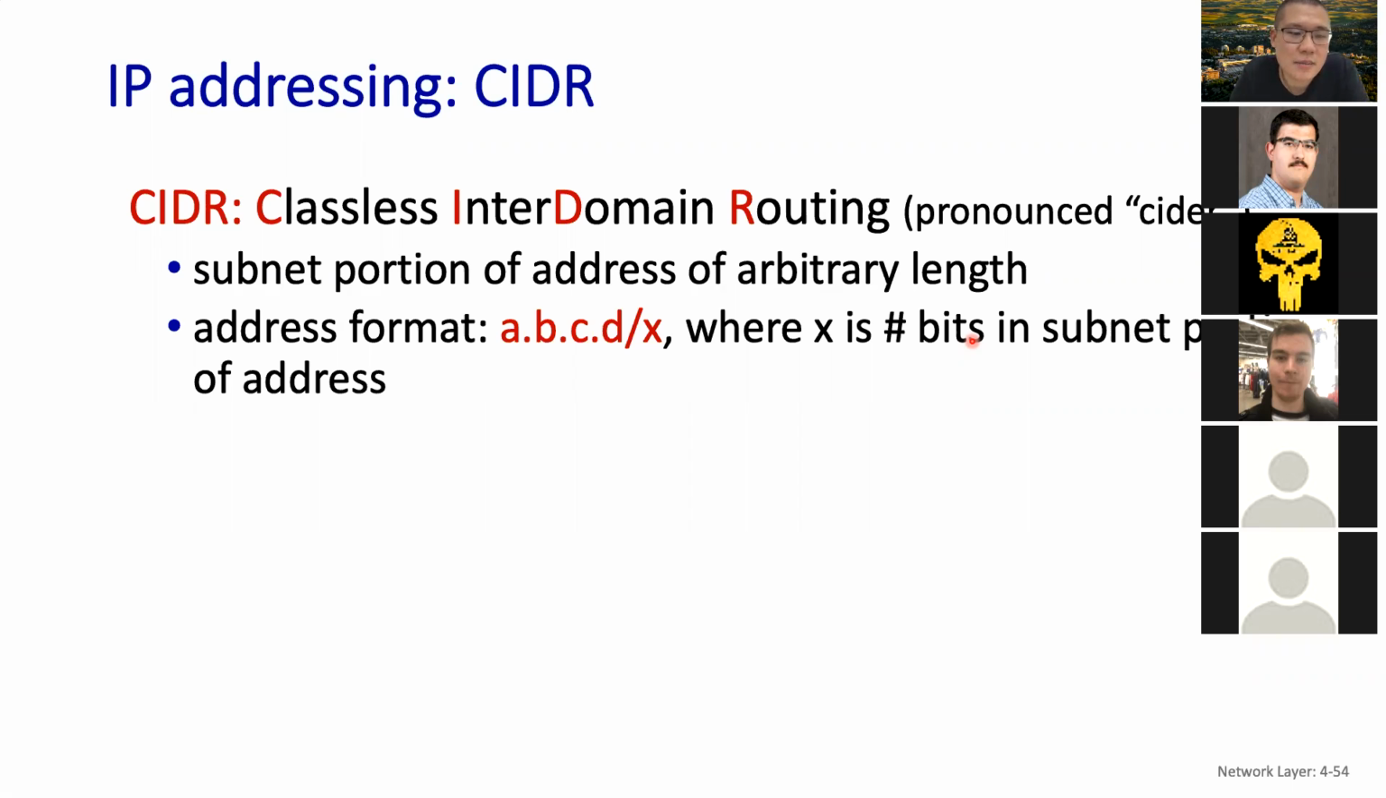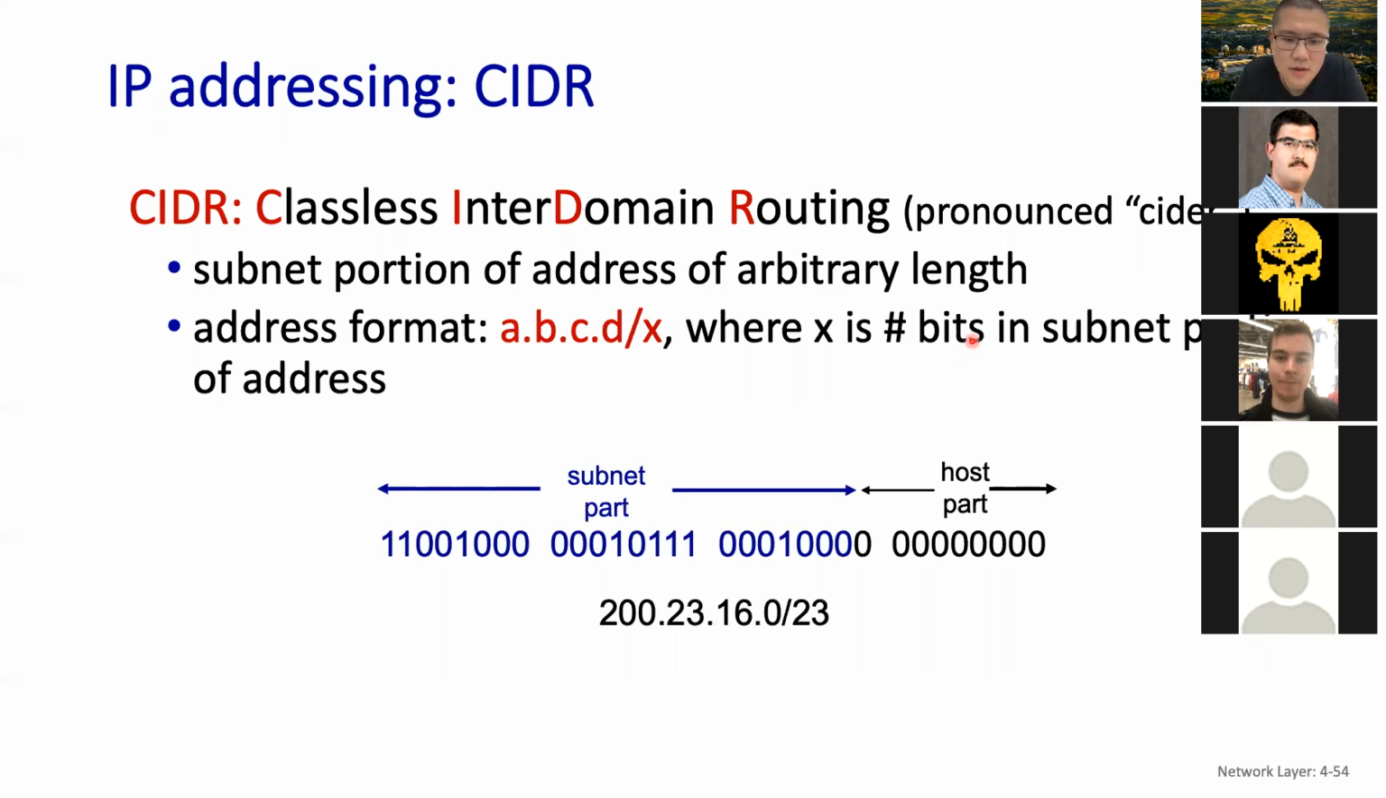So the subnet portion of the address is of arbitrary length, because we want to give flexibility here. The address format is a.b.c.d/x, where x is the number of bits in the subnet portion of the address. I hope I made myself clear. So here you can see /23, /22, /21, depending on how many devices you want to put in the subnet.